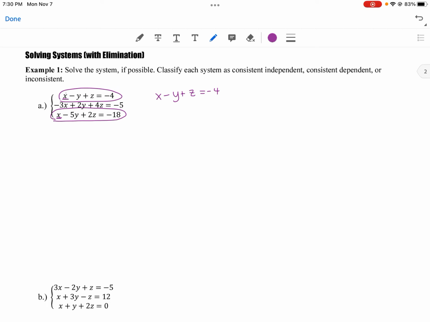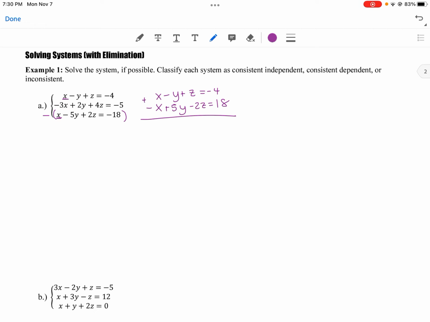So think about timesing that third row by a negative 1. Do you see how then you'd have an x minus x? They cancel each other out. That's the idea of elimination. So then I'd have plus 5y minus 2z equals 18. So let's go ahead and add those together.